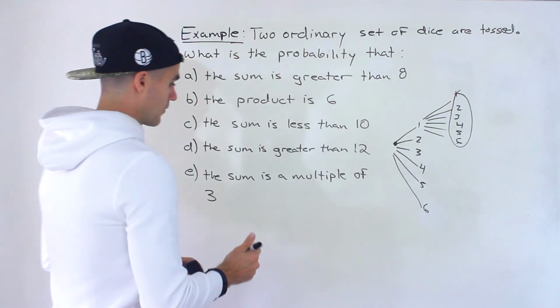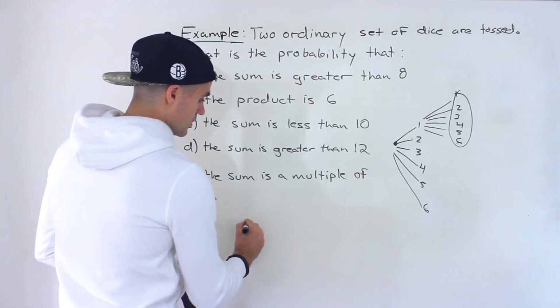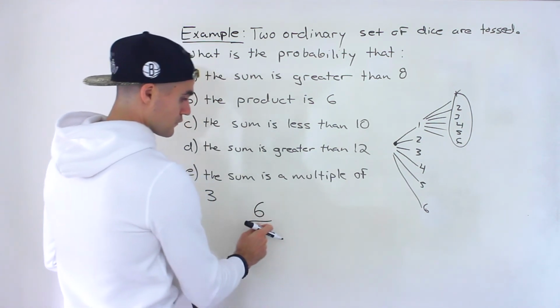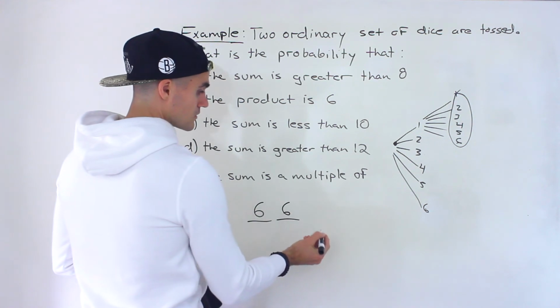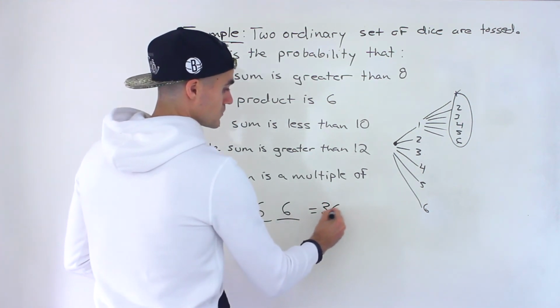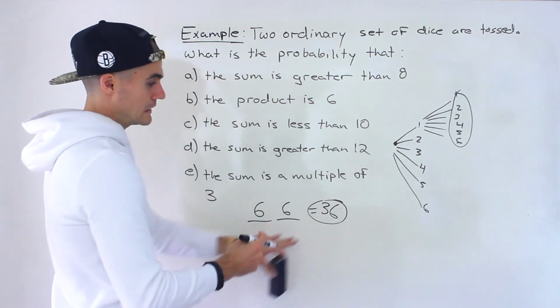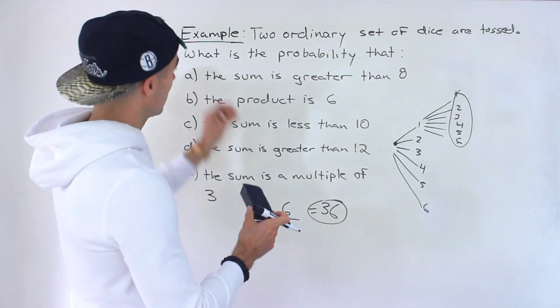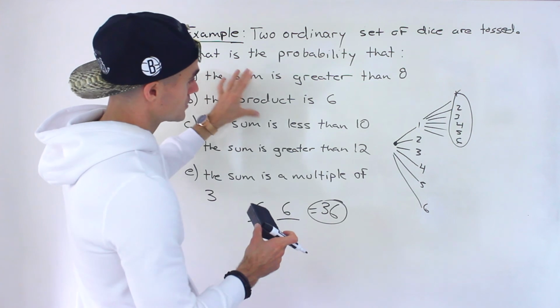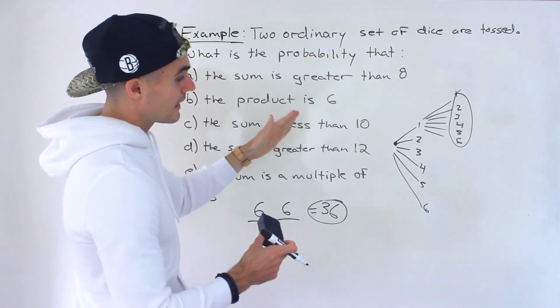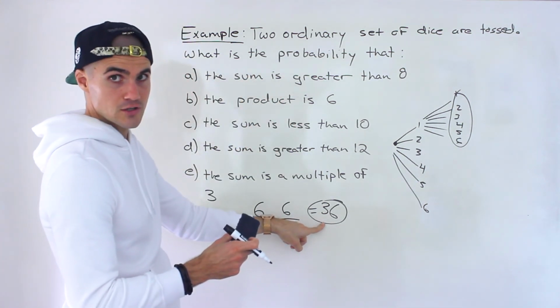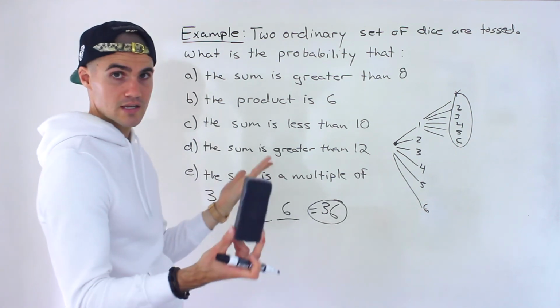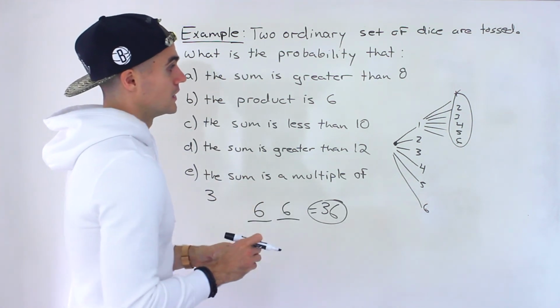Right? 6 to the power of 2. So 6 different values for the first dice, 6 different values for the second dice, so 36 would be the total number of possibilities. And we need that when we're calculating the probability, because then we have to count how many possibilities are in each of these conditions and take them as a fraction of the total number of possibilities. That's how you calculate probability.